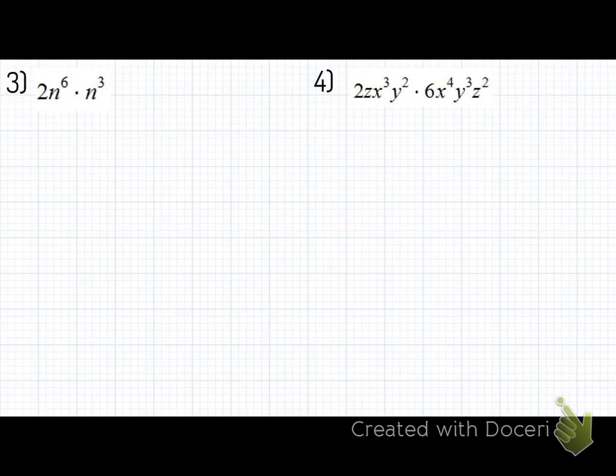Number 3. Let's write this down, please. Okay, so number 3, we got 2n to the 6 times n cubed. Let's look at our coefficients first. We got a 2 here in the front. And then on the second term, what coefficient's there? 1. So what's 2 times 1? Good. So write your answer down. I'll let you finish this one up on your own. 15. So that's the answer to 3.